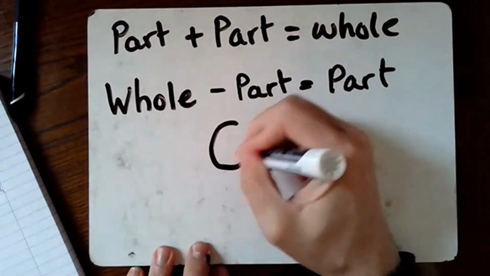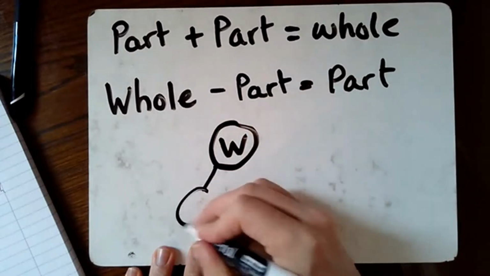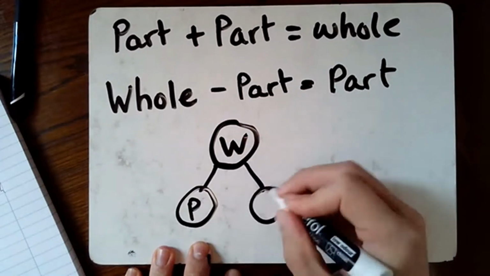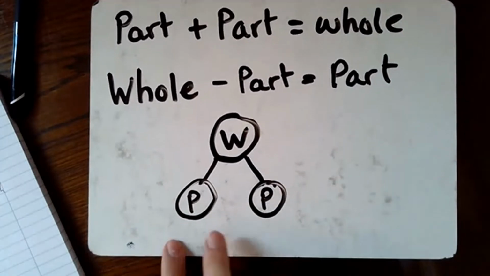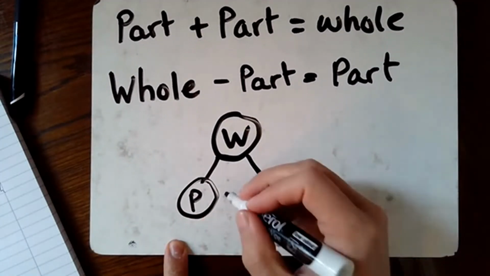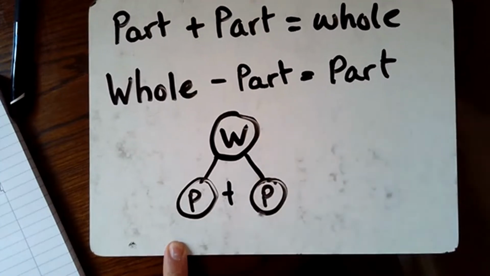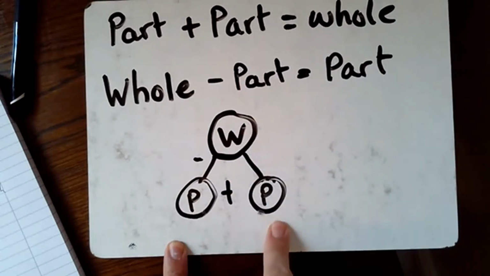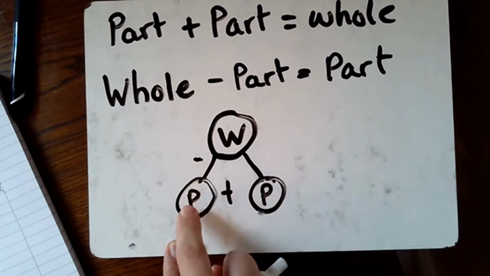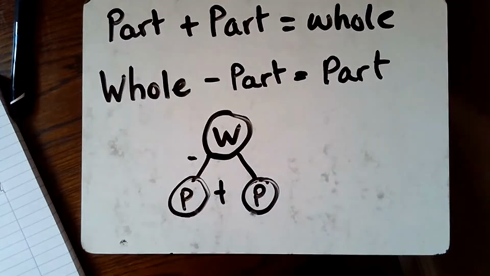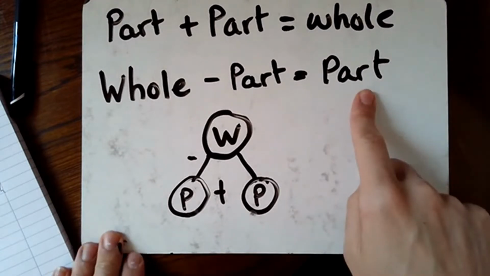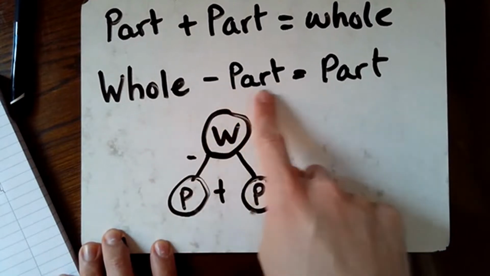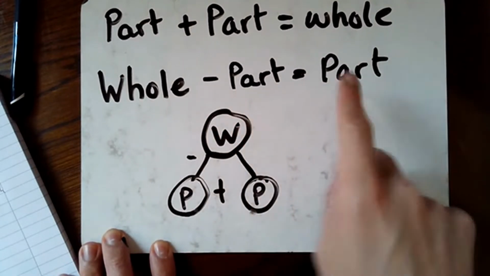Looking here, if this is my whole, and this is a part, I know part add part equals whole, but I can also say whole subtract part would equal the other part. That's really important. We know that today, and I'm going to keep saying it. Whole subtract part equals part.